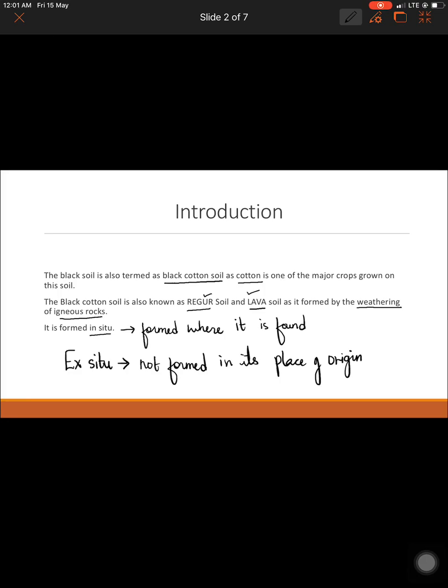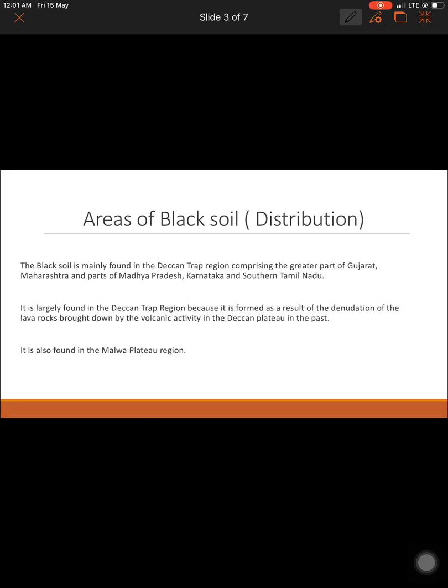Now let us learn about the distribution of black soil. Every time you get a question with respect to distribution, sometimes they ask you to name regions, and sometimes they ask you to name states. So please be very careful to learn two regions and two states. So even if you get either, you can attempt both parts of the question.